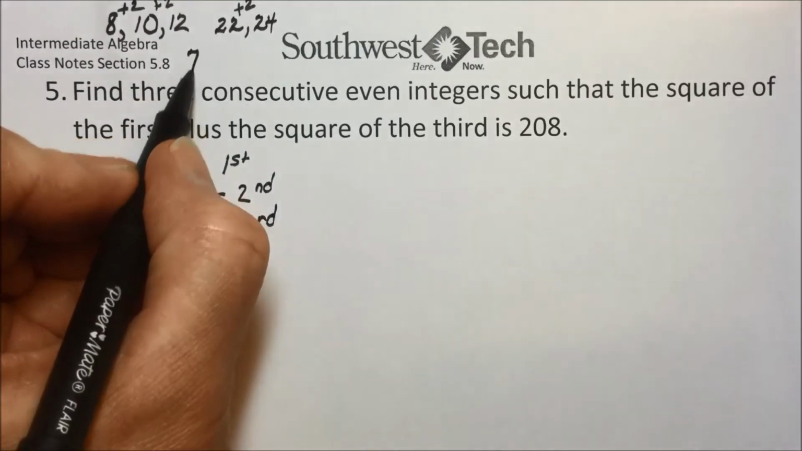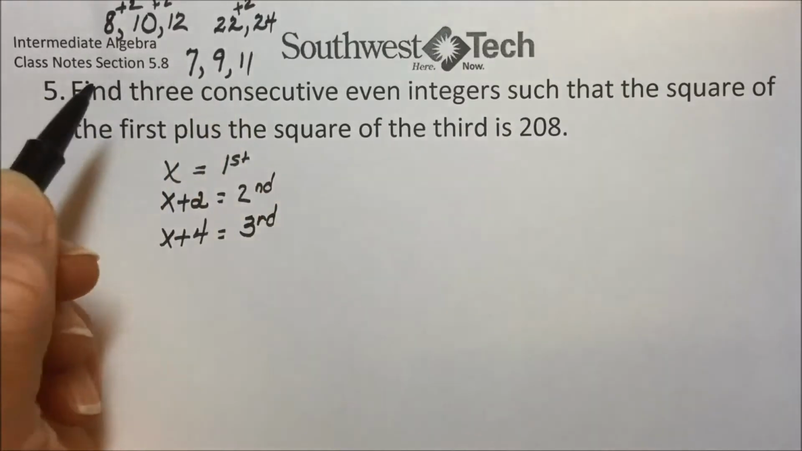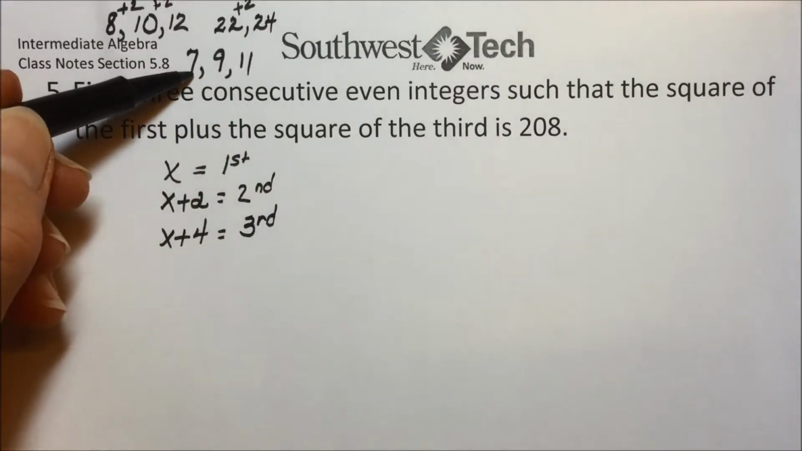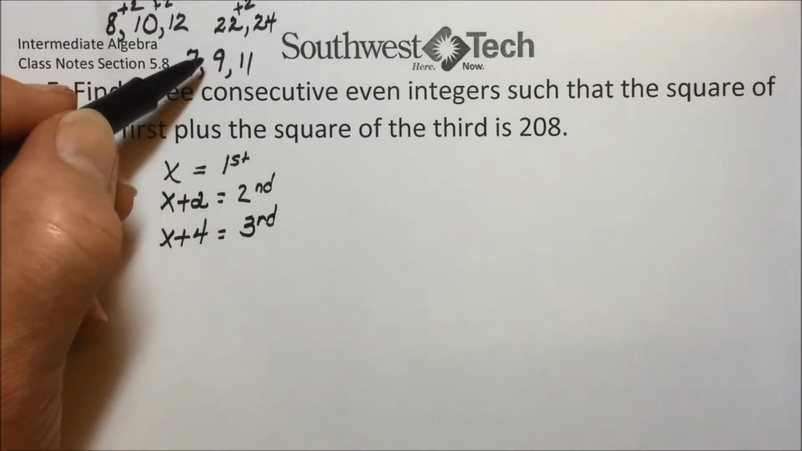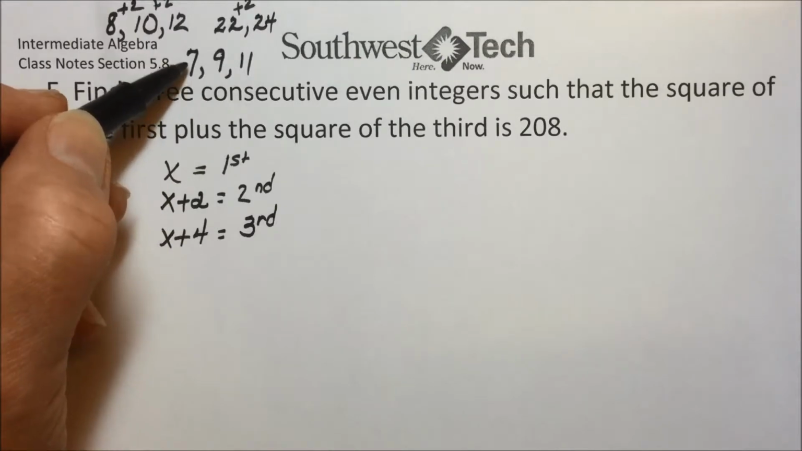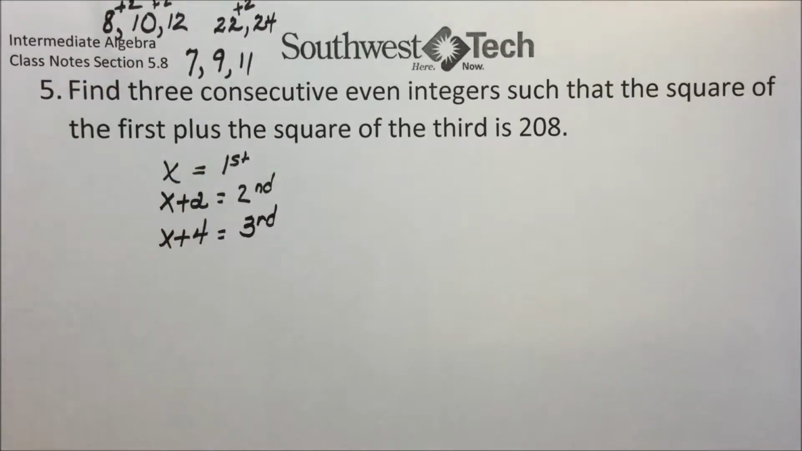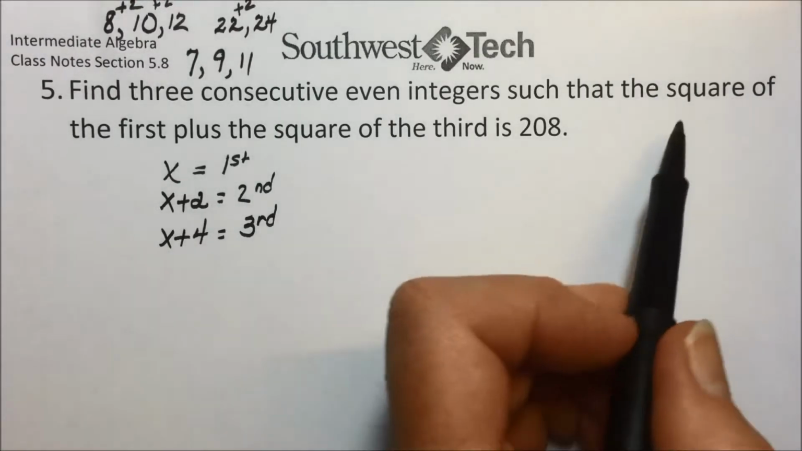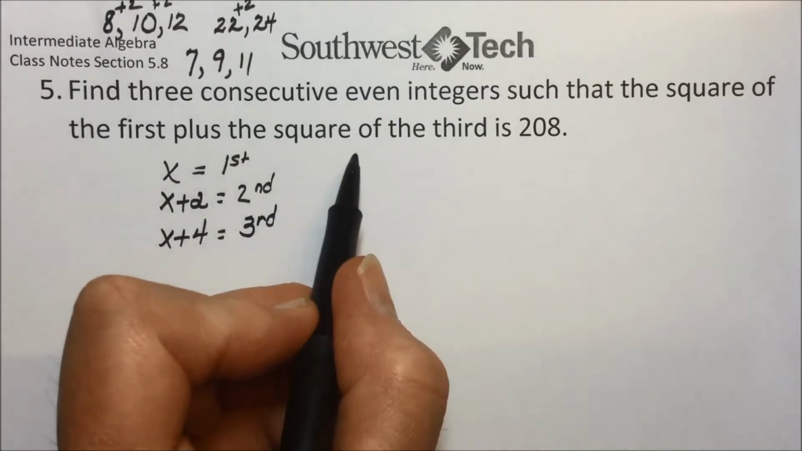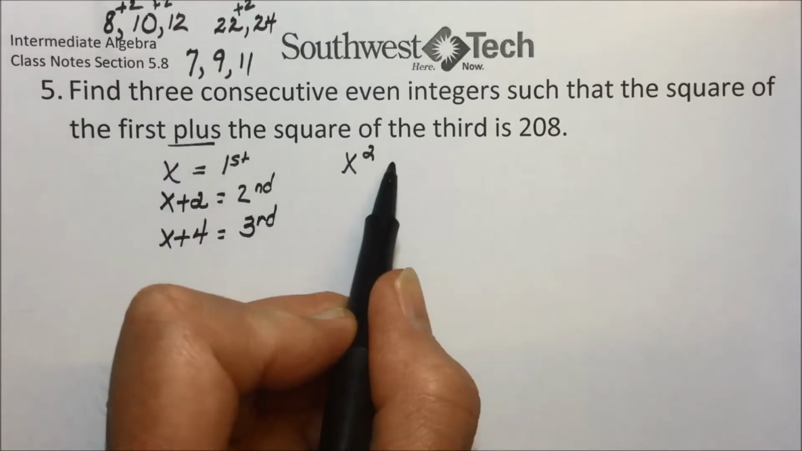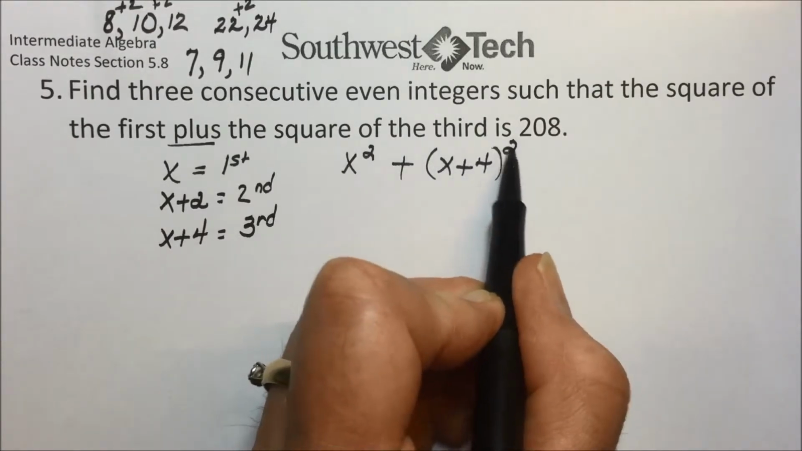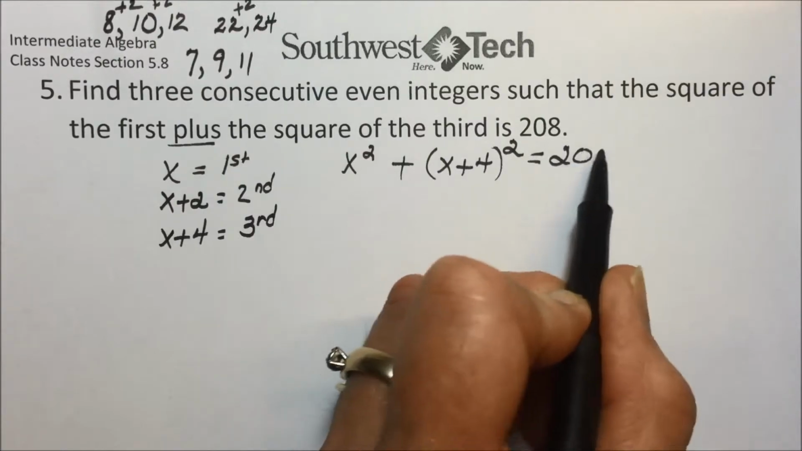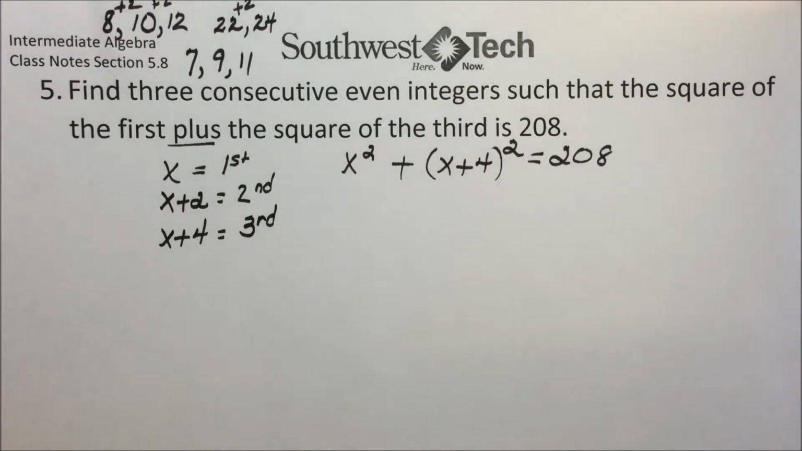If we started instead with 7, 9, 11 and wanted to generate that, our first value would have been x. How would we get to 9? We would add 2 to 7 to get to 9. How would we get to 11? We would add 4 to our 7 to get to 11. But we're looking for even consecutive, and now the relationship, we'll look at the problem. It says the square of the first, so we'll take our first term and square it, plus the square of the third. So we'll take our third term and square it, and it says this is a value of 208.